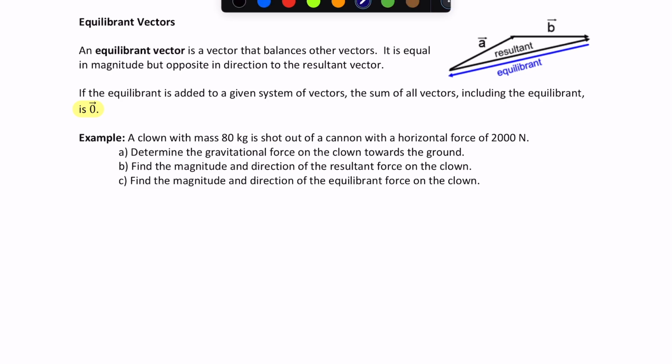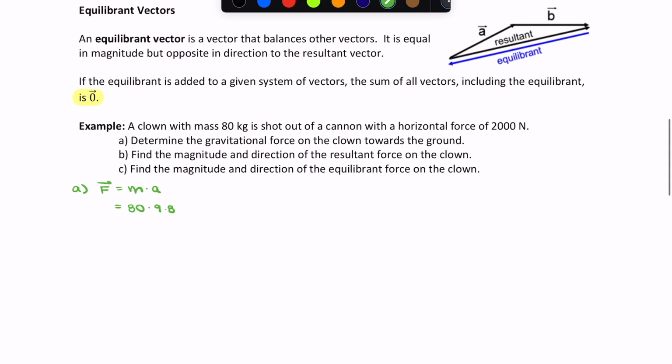So here, if we start, we know that force is equal to mass times acceleration. And we know that the gravitational acceleration is 9.8 meters per second squared down, which represents gravity. And here we know that the mass of the clown is 80 kilograms. So we'll multiply that by 9.8, which the force we'll get is 784 newtons down.